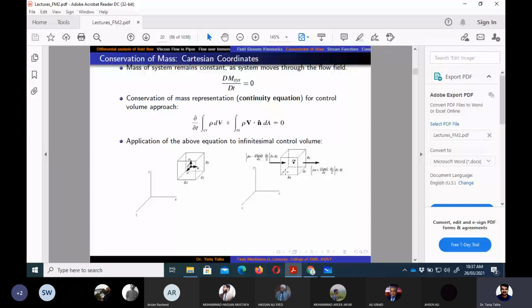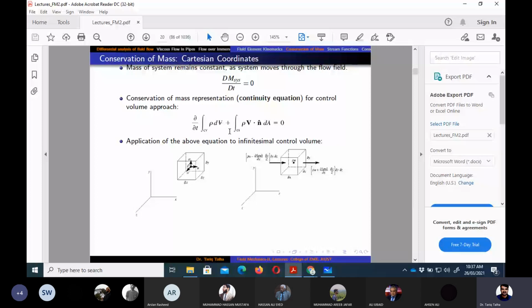we will take a cubic element. In this case we would have six faces. If we want to write this first term, because we are considering an infinitesimally small control volume, the rho would not depend upon this integration. So it would come out of this.